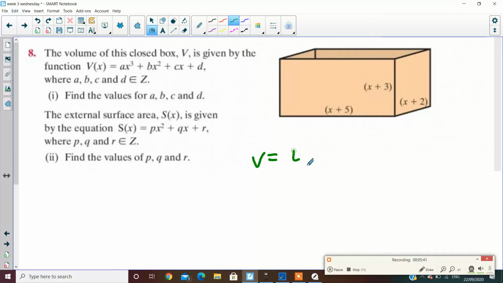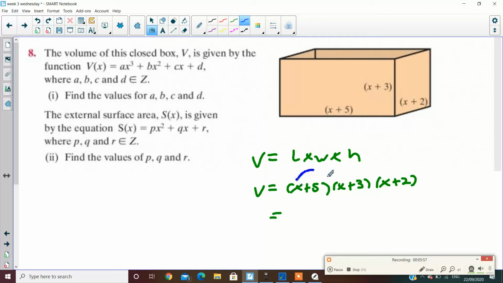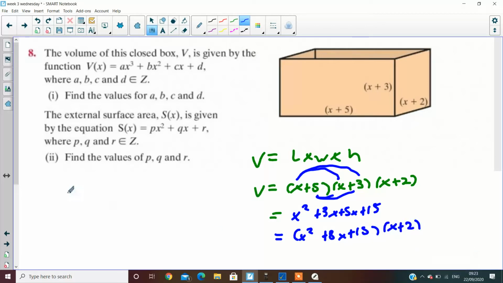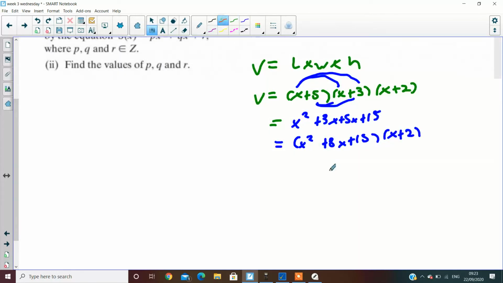Volume equals length multiplied by width multiplied by height. Volume therefore is (x plus 5) by (x plus 3) by (x plus 2) in any order you want. Multiply 2 of them at a time. So I'll multiply 2 of these by each other. x squared plus 3x plus 5x plus 15. x squared plus 8x plus 15. Now I've got to multiply that by x plus 2 as well. So multiply it out. x times (x plus 2) is x cubed plus 2x squared.